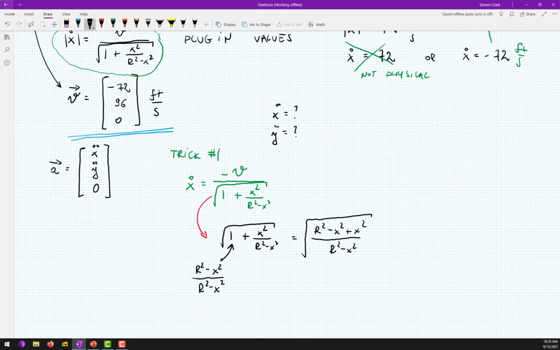Okay, and you can see, guys, that we can cancel out this thing, this and that, and this is equal to r divided by r squared minus x squared. And by the way, this is y. The thing in the denominator is y. If you look at the problem statement, this will be y.